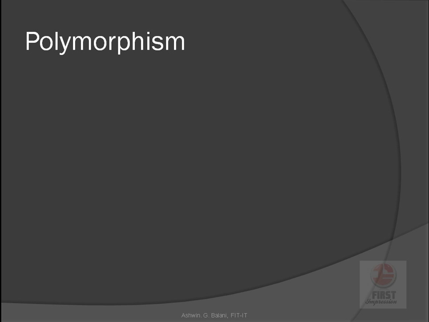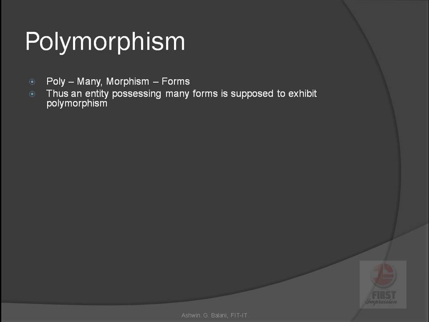After finishing inheritance, let's move towards polymorphism. First of all, let's understand the meaning of the word polymorphism. The meaning of poly is many and the meaning of morphism is forms. So if an object can exhibit many forms, then that object is called a polymorphic object. So if an entity is possessing many forms, it is supposed to exhibit polymorphism.